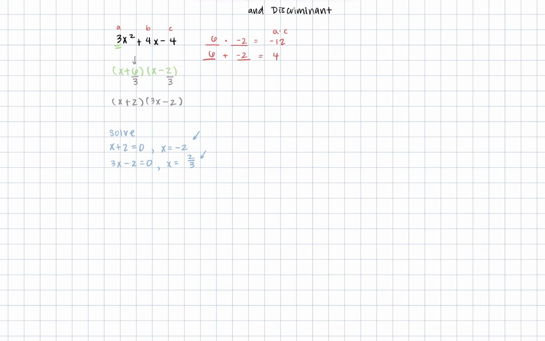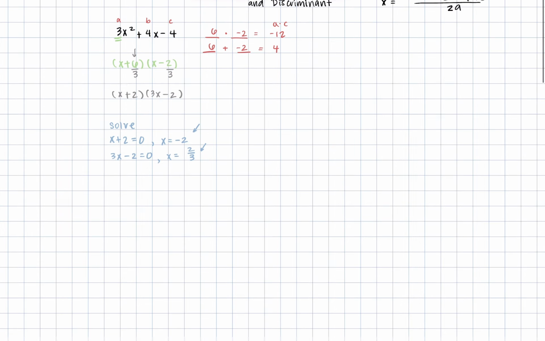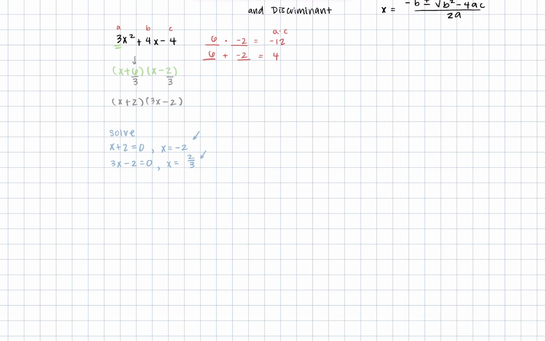But in this video, we're going to be talking about something called the quadratic formula. I'm going to write it right here. The quadratic formula is: the solutions to x equal negative b plus or minus the square root of b squared minus 4 times a times c, all over 2 times a. You can use this when you have a standard quadratic equation. So let's take a look at some examples.